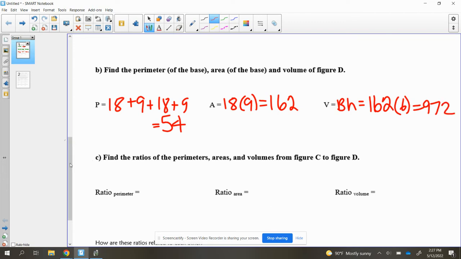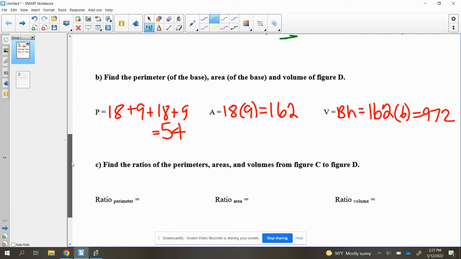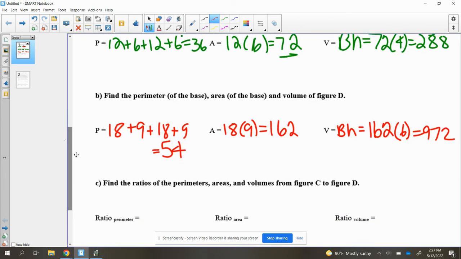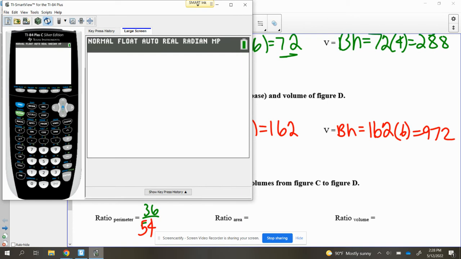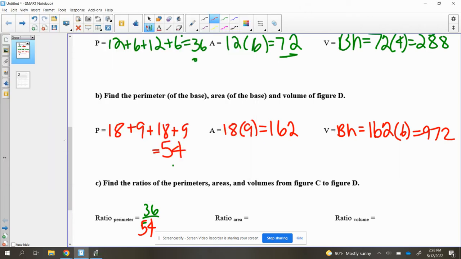Now, when they ask us for the ratios of the perimeters, areas, and volumes, we're going to take basically our A value over our B value, A to B, a ratio. So in this case, perimeter of rectangular prism C, and then rectangular prism D, 36 over our second one, 54. Make sure we reduce this. 36 over 54, your calculator can help you out. So end up math frac, they're both divisible by 18, and we end up with a reduced value of 2 over 3.